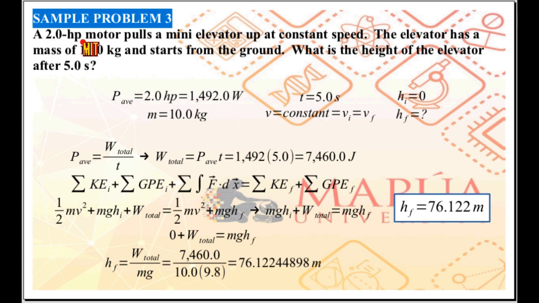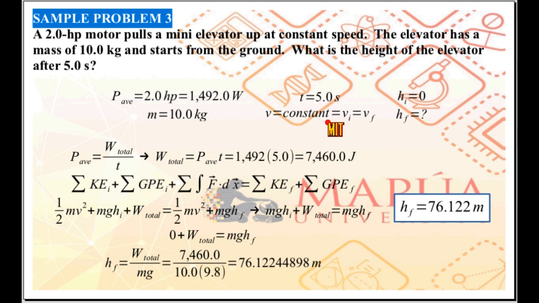Now, the 2 horsepower rating of the motor, that's the average power that the motor can produce. So, P average is equal to 2 horsepower. That's equivalent to 1,492 watts. The mass of the elevator is 10 kilograms. The total elapsed time is given to be 5 seconds. The problem tells us that the elevator moves at constant speed.